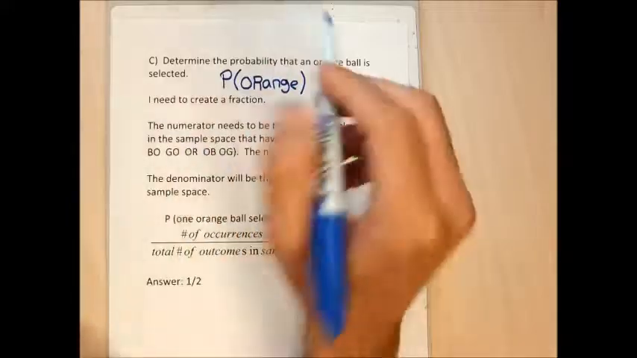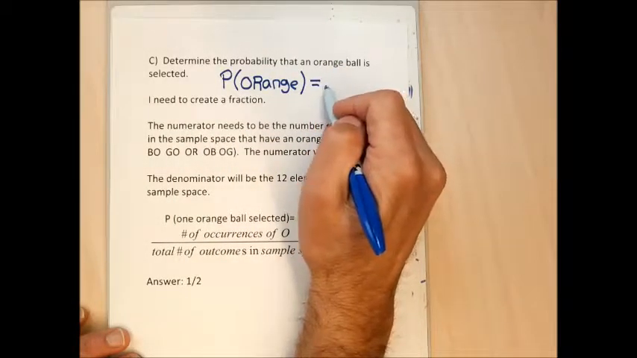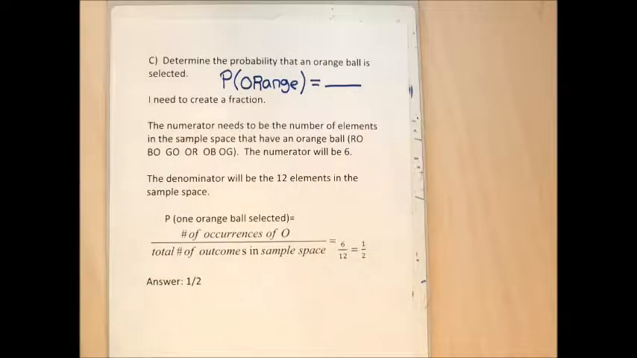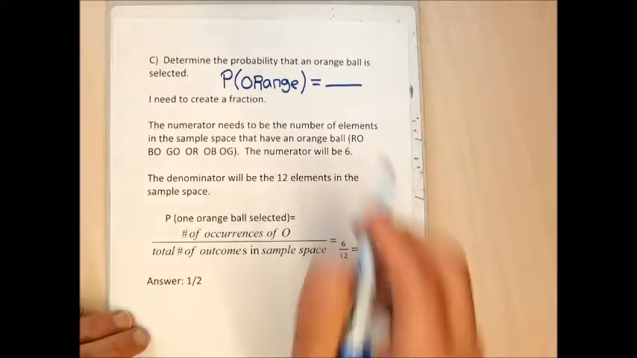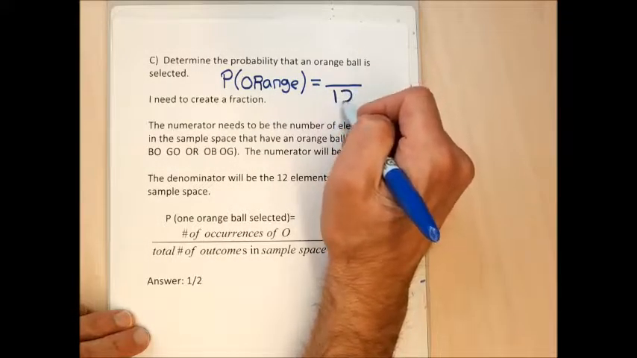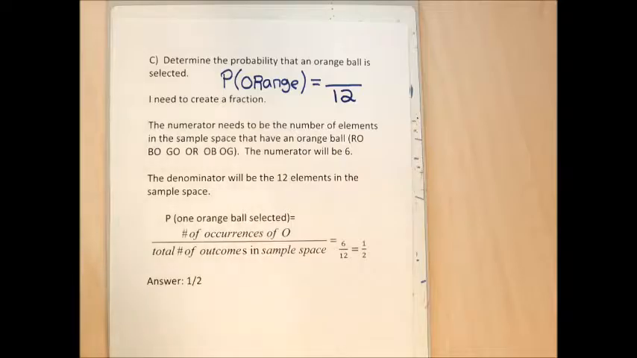So to do a probability question, I'm going to form a fraction. The denominator is the number of elements in the sample space. The counting principle tells me there's 12 elements in the sample space, so I'm going to put a 12 in the denominator. So the counting principle helps me get the denominator. It doesn't do a heck of a lot of good for the numerator.